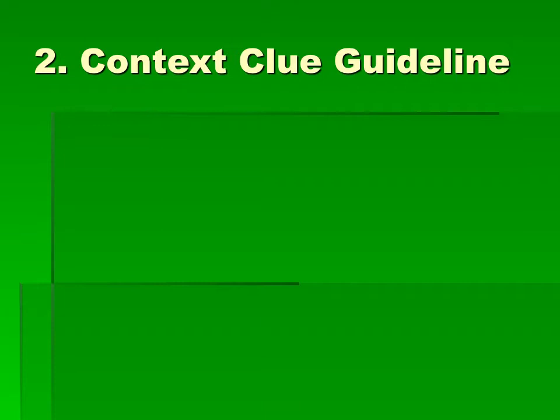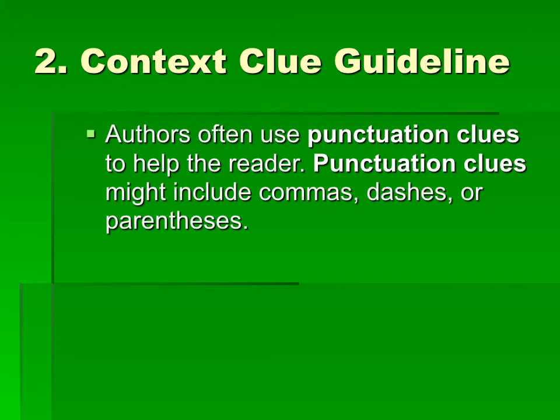We have another, second guideline for using context clues. Pay attention to the punctuation. Many times the definition stands out because of punctuation clues. So authors many times use that punctuation to help you, the reader. Sometimes punctuation clues might include commas, dashes, or parentheses. Those are just a few. These types of clues many times are seen in your content area reading, in social studies and science.